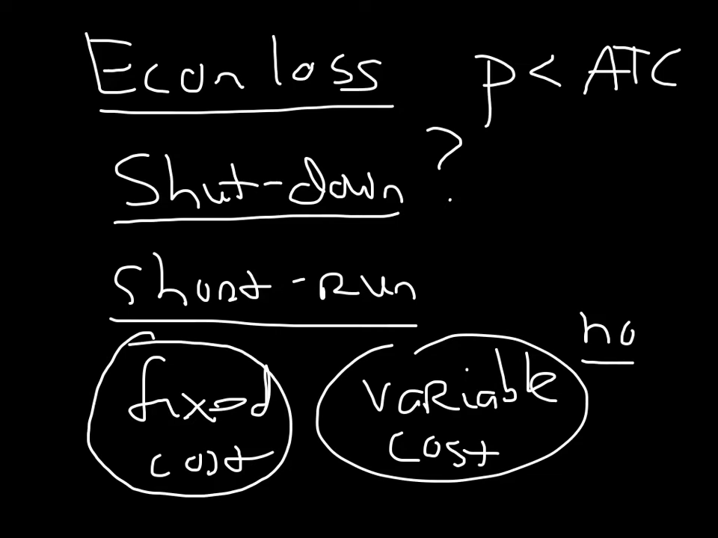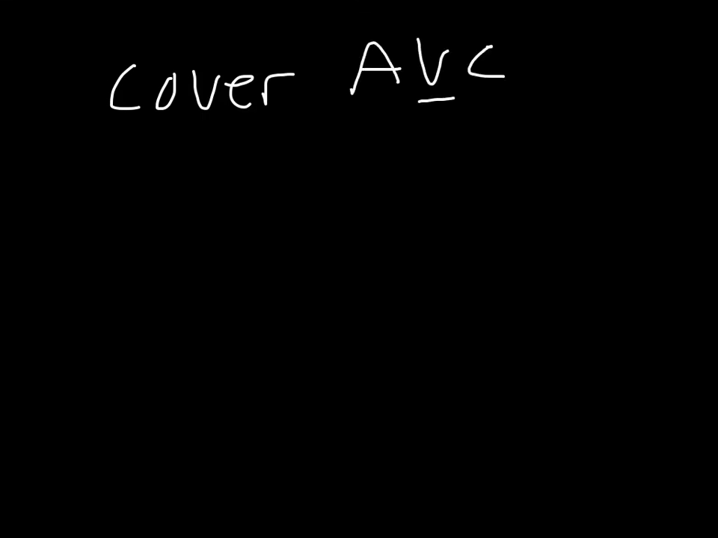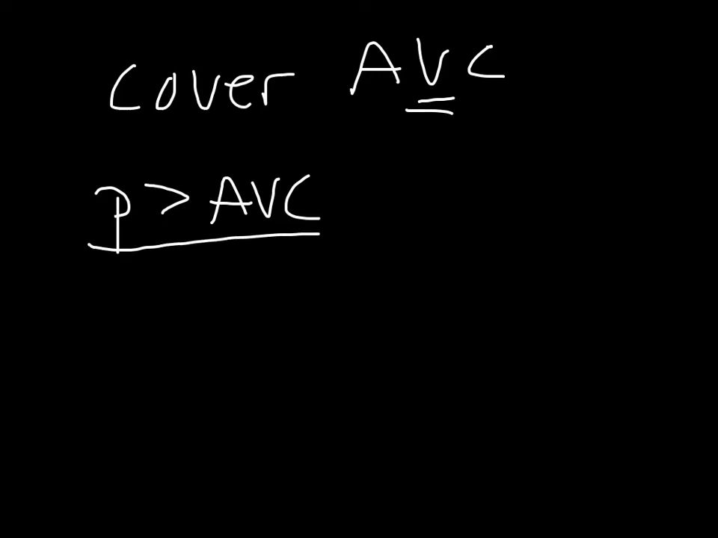So the decision as to whether to stay open or close is whether or not you can cover your average variable cost. So if your price is bigger than your AVC, even when you have an economic loss, you should stay open in the short run.